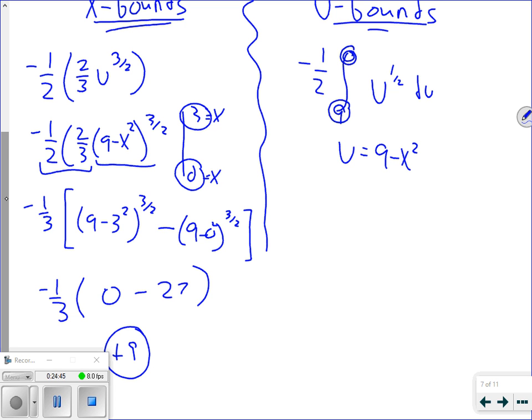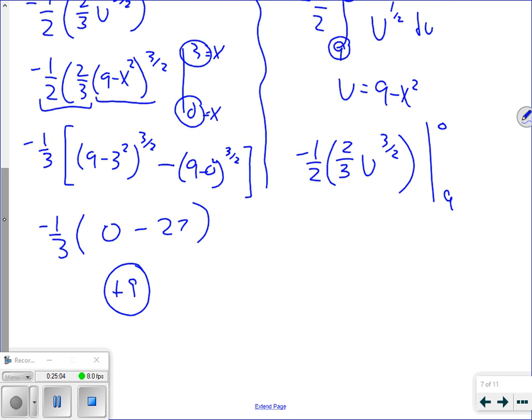All right, so watch. First of all, we know that the integral is 2/3 u to the 3/2. Now, instead of going back to x, what if I just leave that in terms of u? It's going to give me the same answer, but with a less complicated equation. So look what I mean. We got negative 1/3, and then times 0 to the 3/2 minus 9 to the 3/2.